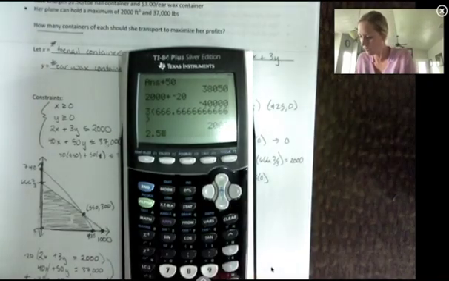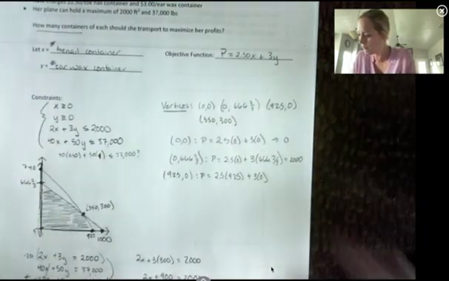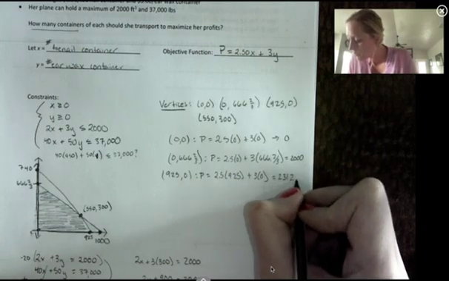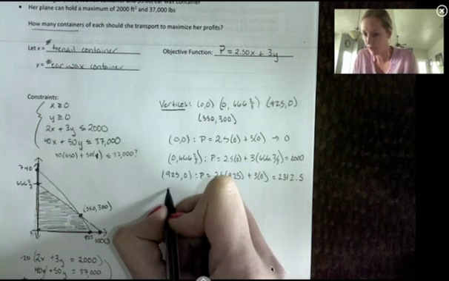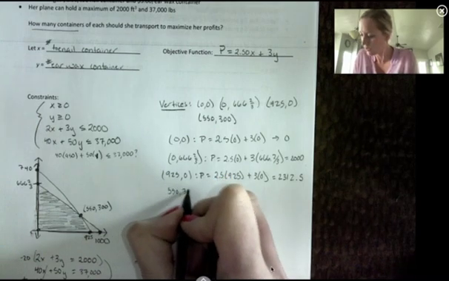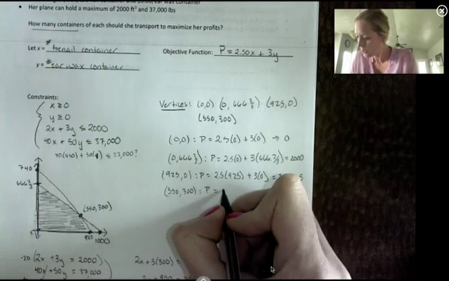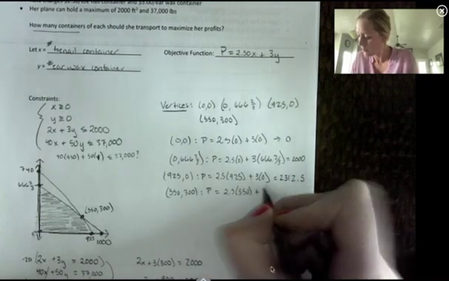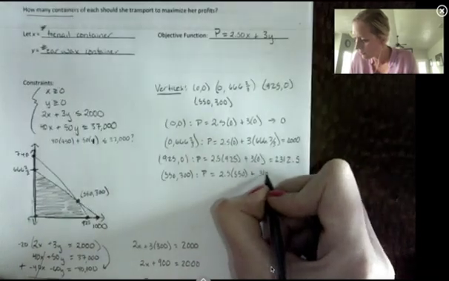So 2.5 times 925 is 2,312.5. And our last one was the 550, 300. So we have 2.5 times 550 plus 3 times 300.